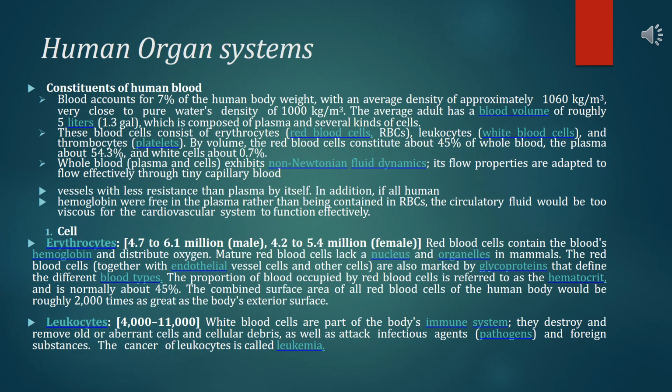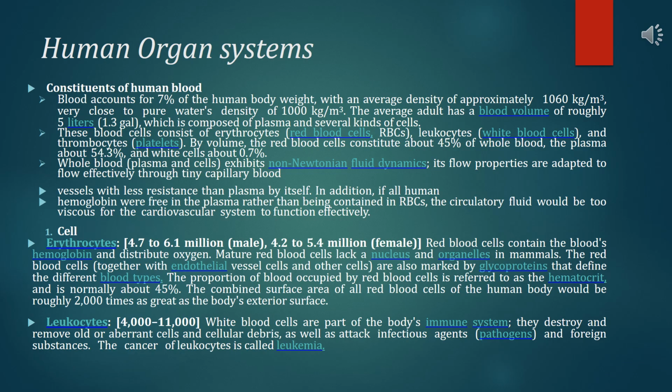Constituents of human blood: blood accounts for 7% of the human body weight, with an average density of approximately 1060 kg/m3, very close to pure water's density of 1000 kg/m3. The average adult has a blood volume of roughly 5 liters (1.3 gal), which is composed of plasma and several kinds of cells. These blood cells consist of erythrocytes (red blood cells, RBCs), leukocytes (white blood cells), and thrombocytes (platelets).